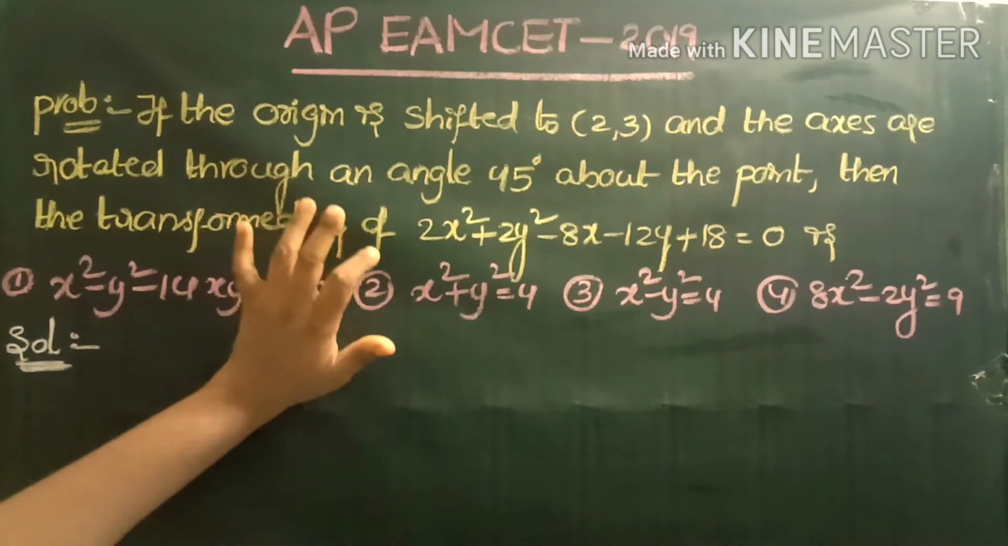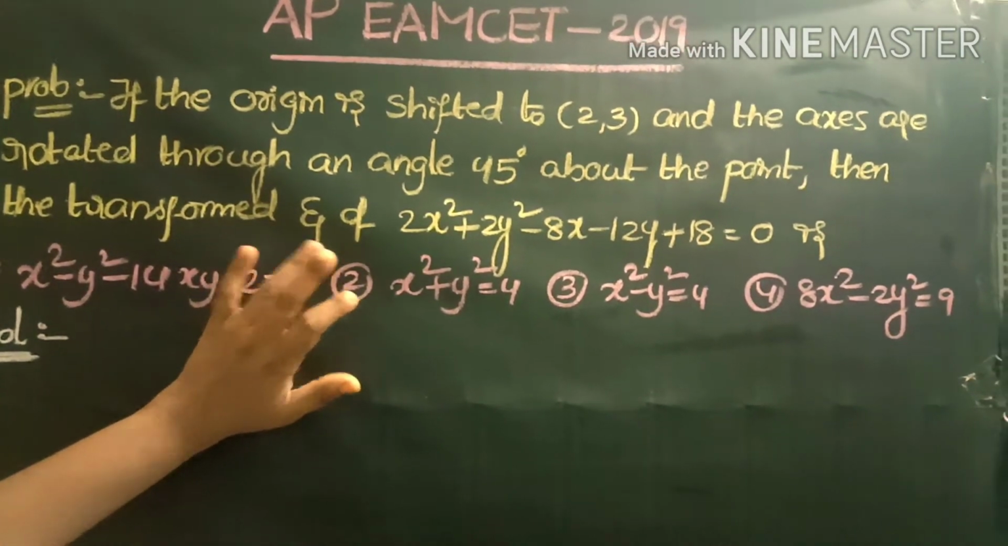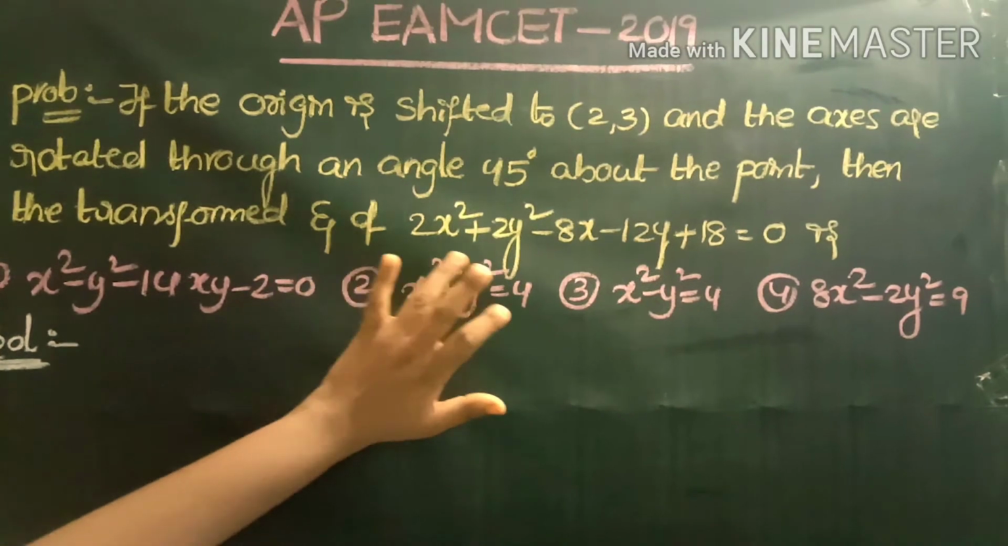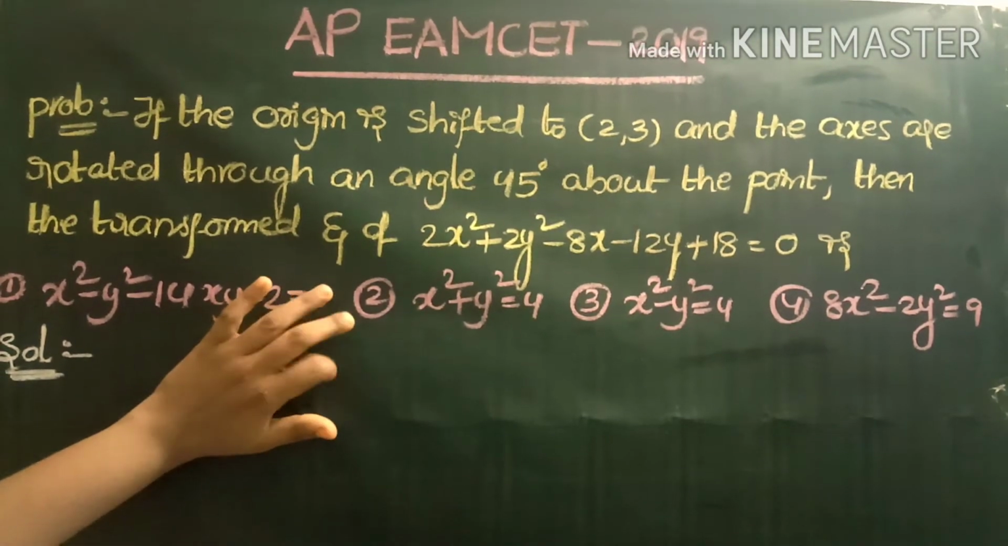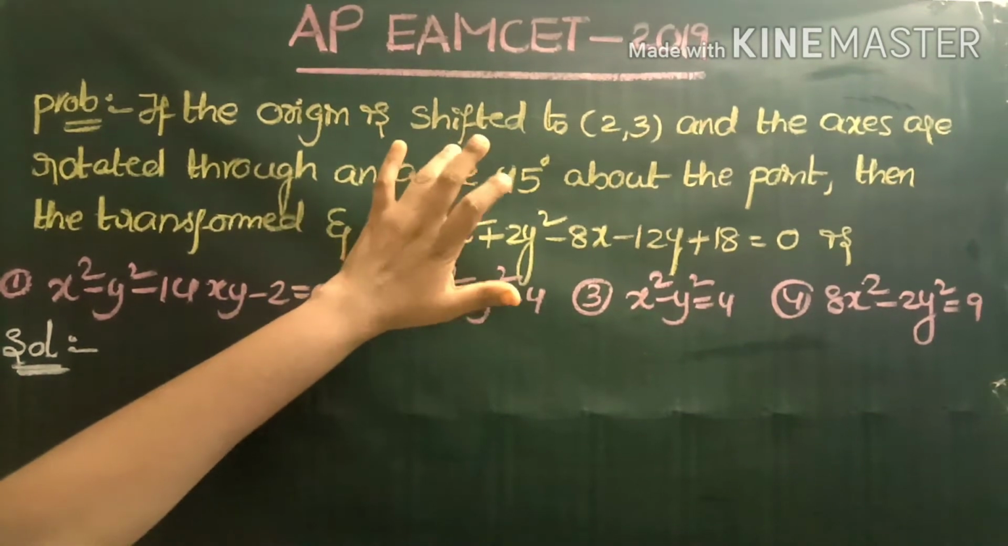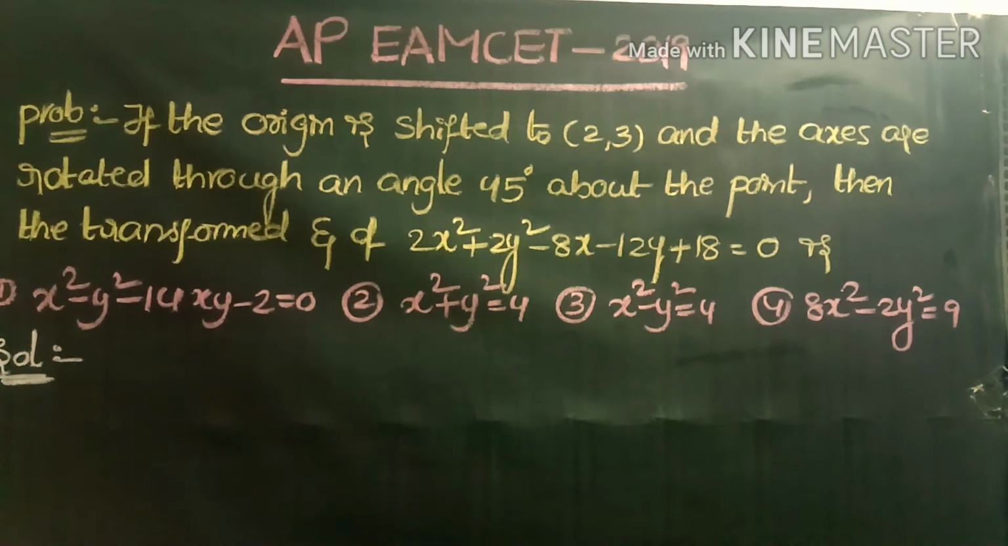Next problem: if the origin is shifted to (2, 3) and the axes are rotated through an angle 45 degrees about the point, then what is the transformed equation of 2x square plus 2y square minus 8x minus 12y plus 18 is equal to 0? So in the given problem, the origin is shifted to (2, 3). This is the translation of axes, and the axes are rotated through angle 45 degrees. This is the rotation of axes.